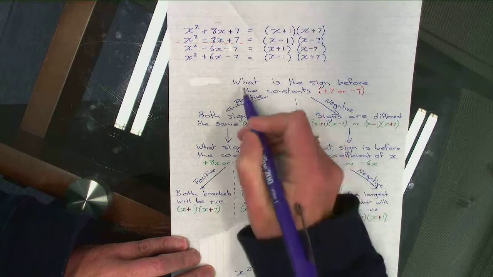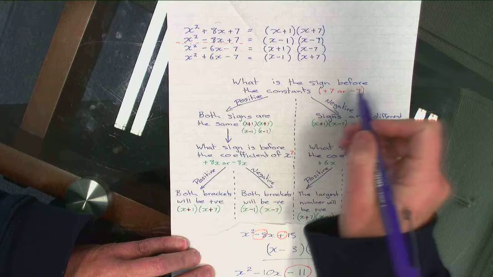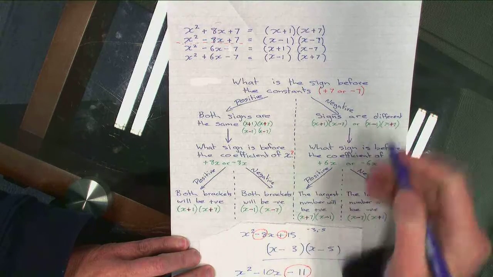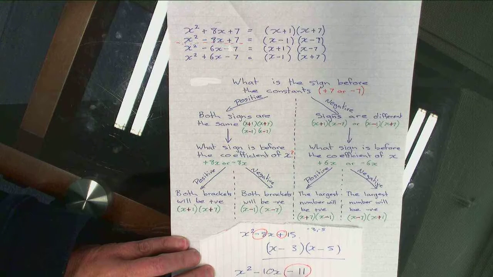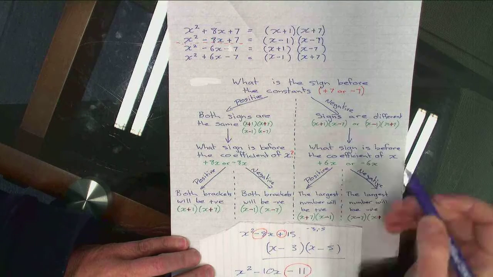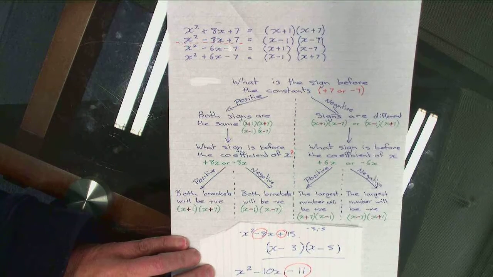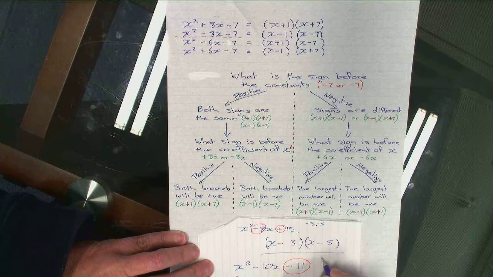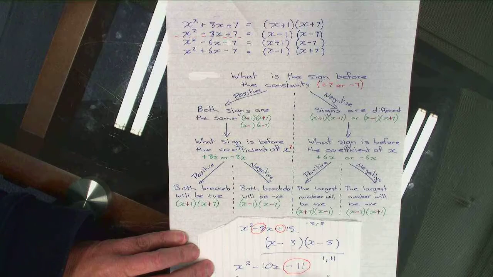So when we go to our first question, what is the sign before the constant? It's negative, so we go down this way. That means that in our brackets, one of our signs is going to be positive and one's going to be negative. Now we need to work out which one is going to be positive and which one's going to be negative. We know that our factors of 11 are obviously going to be 1 and 11 because it's a prime number. We just have to work out which is positive and which is negative.